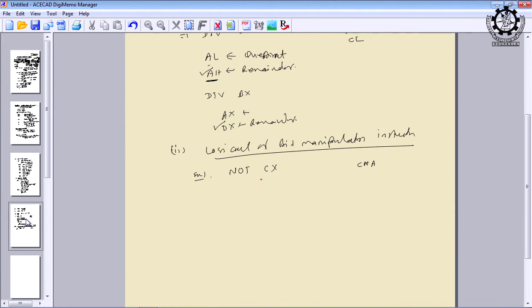But here what you can do, you can use any register to complement. Only the thing is that you have to load a 16 bit or 8 bit data to that register and NOT CX. That means CX content will be once complemented. Suppose the initial data is all 16 zeros. After executing this instruction, all 16 ones will be there. If zeros are there, ones, similarly it will find out bitwise. Therefore, we call it a bit manipulation instruction. We access bitwise. So, NOT CX.